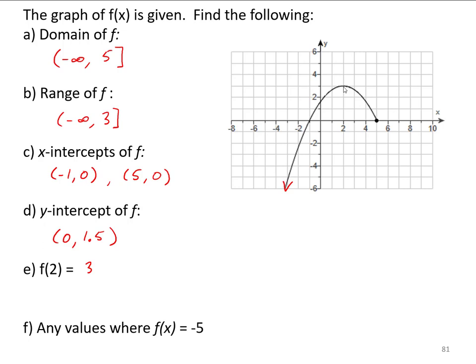Now, similarly, for part F, we want to find any values where f of x equals -5. F of x is another way to say a y value, so we're going to go to where the y value is -5. And on this graph, I'm going to trace to the left, and the x value at that point is -3. So we have the point -3, -5. So where f of x is -5, we have an x value, x equals -3.